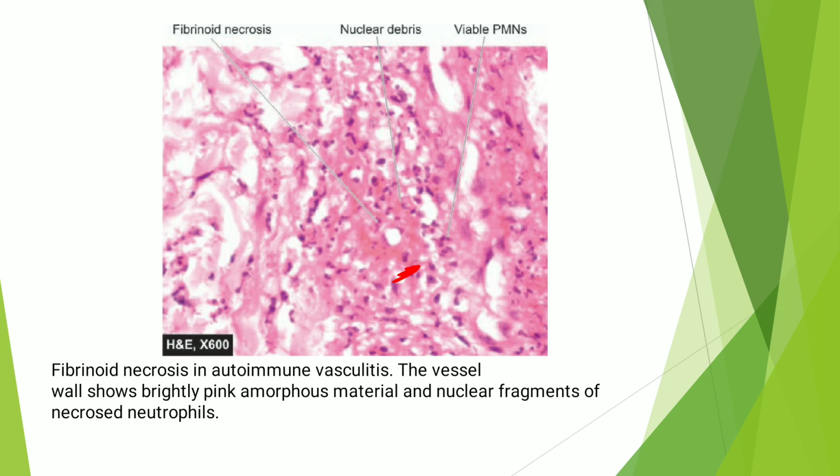fibrinoid necrosis. Here we can see polymorphs, neutrophils and some nuclear debris. The vessel wall shows brightly pink amorphous material and nuclear fragments of the necrosed neutrophils. In this photomicrograph, we are seeing fibrinoid necrosis in autoimmune vasculitis.